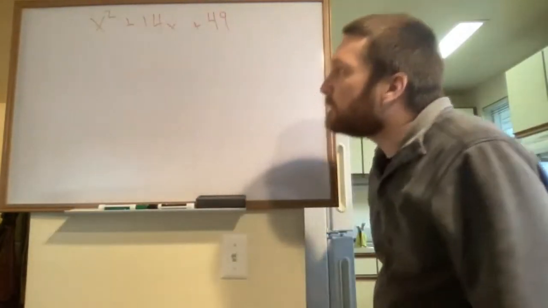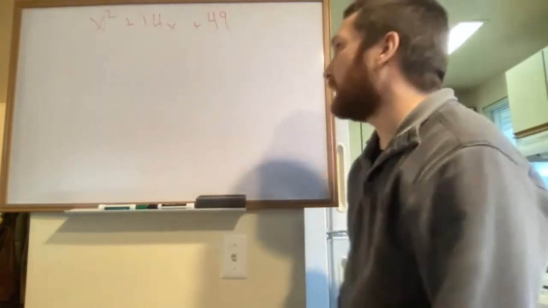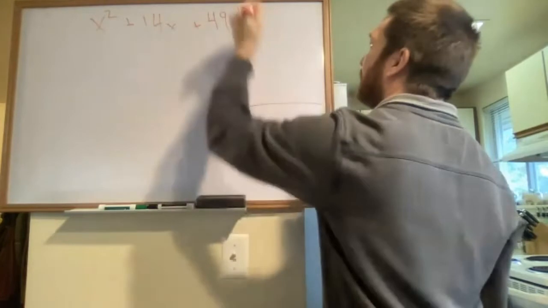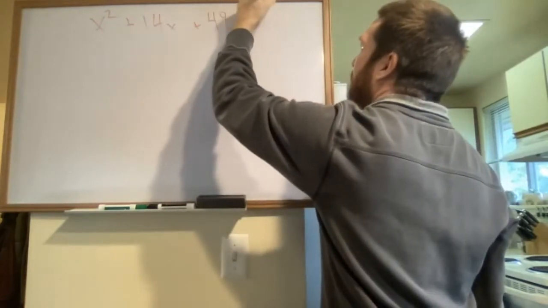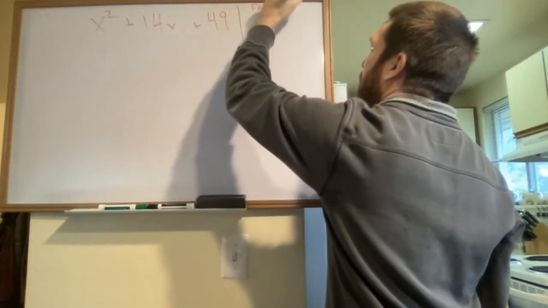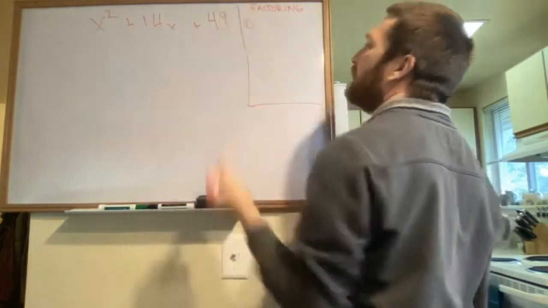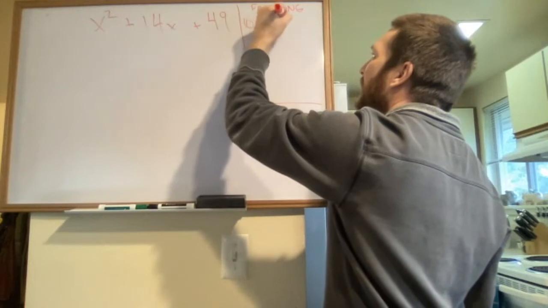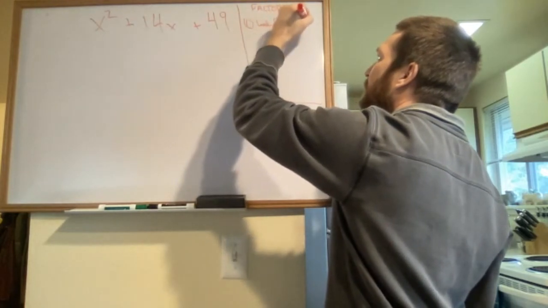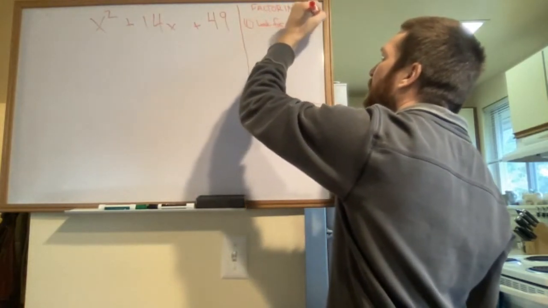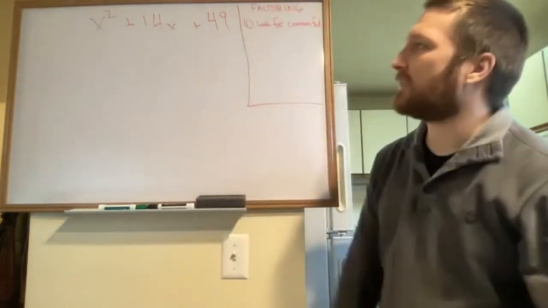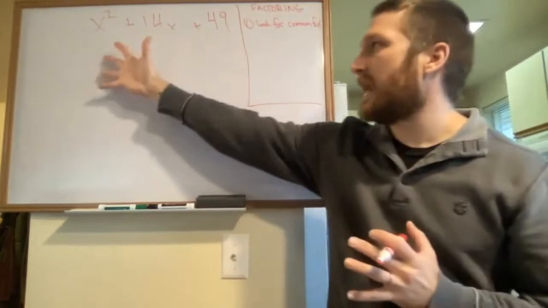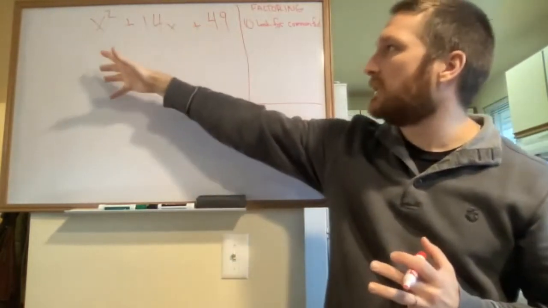Now, when factoring, I'm going to keep this up here as a running list for factoring. There are a few steps. The first step is to look for common factors. When I look at this, there's nothing obvious as a common factor, right?